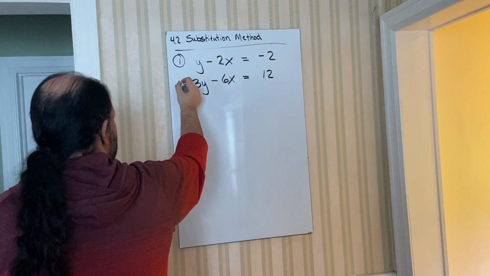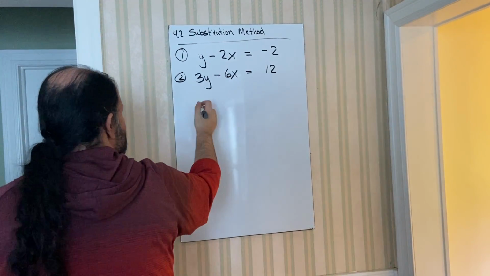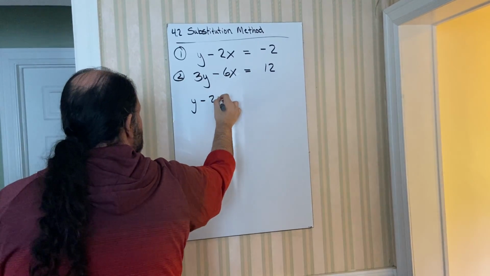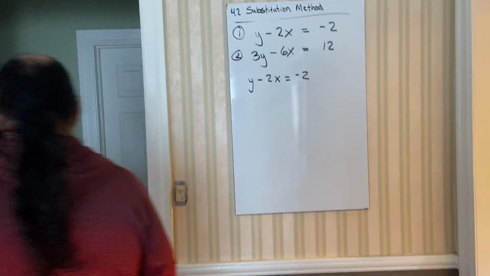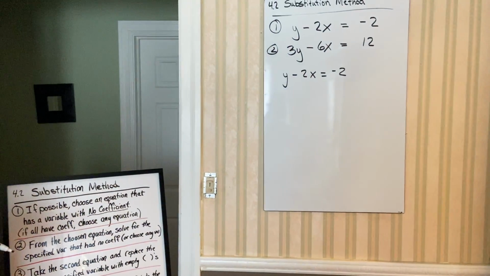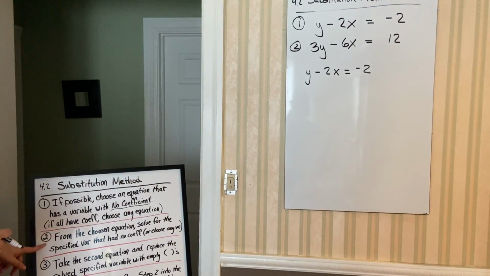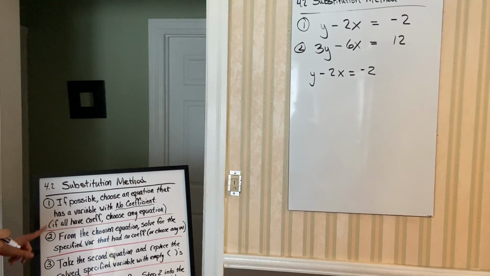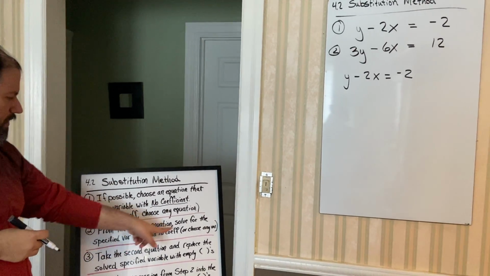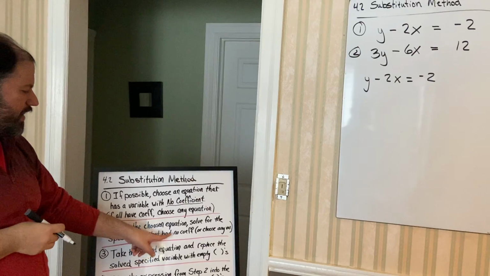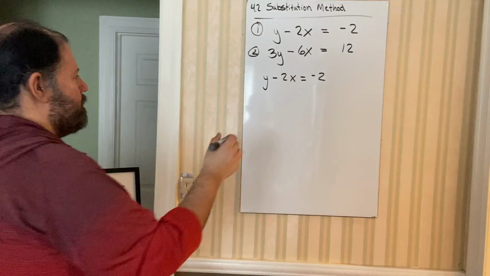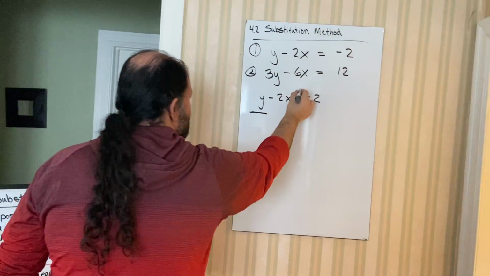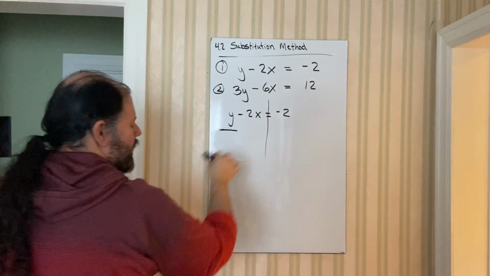When we have that as our first equation, what I want to do is solve for the specified variable. What specified variable am I going to choose? Remember, I chose the one that had no coefficient. So from the chosen equation, solve for the specified variable that had no coefficient. Let's underline the y because I want to get y by itself. Right now I have y minus 2x.